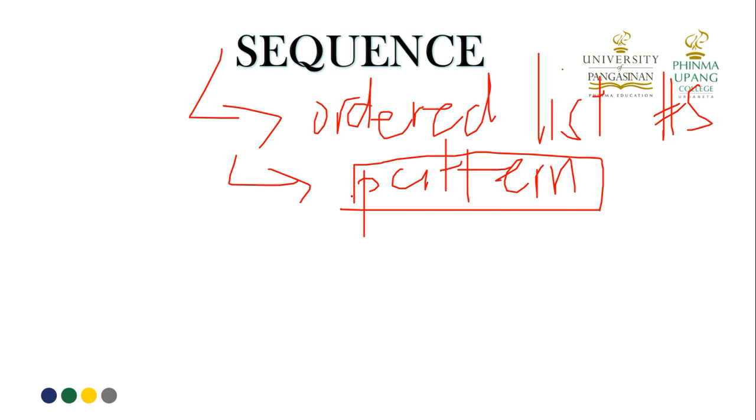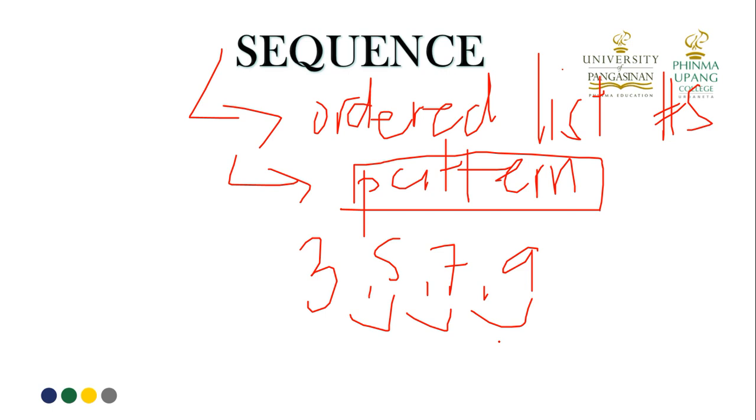I will give you a specific example of a sequence, which is 3, 5, 7, and 9. As you can see, if you observe 3, 5, 7, and 9, we have a common difference, and the common difference here is 2. Why? 5 minus 3 is 2. 7 minus 5 is 2. And 9 minus 7 is 2. And 3 is the first, 5 the second, 7 is third, and 9 is the fourth one.